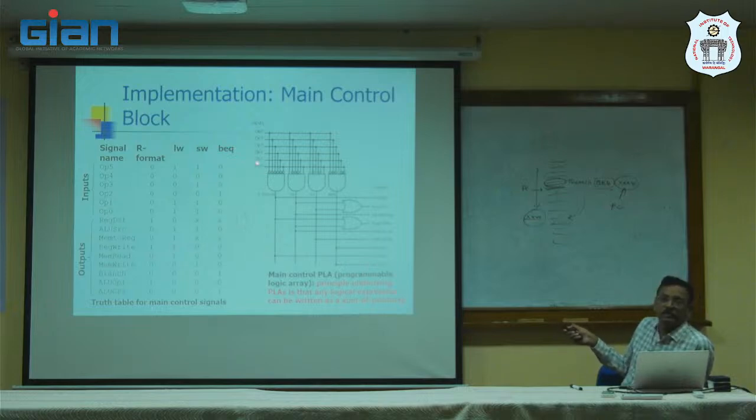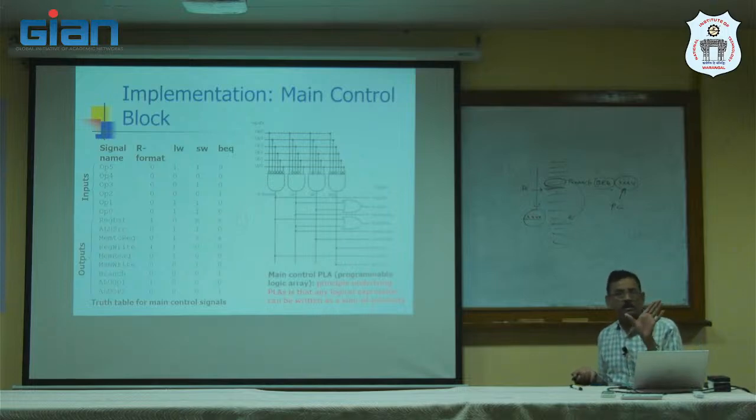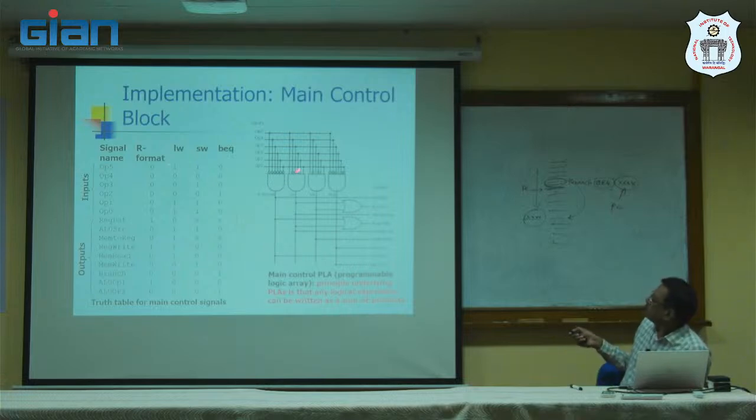6 bits. This operational field from where? Instruction template only. Instruction template upper 6 bits of the instruction. Out of 32 bit, these are the operation field bits. And from that it is going to be generated R format, load word, store word, branch and equal. So corresponding control signals will be generated.